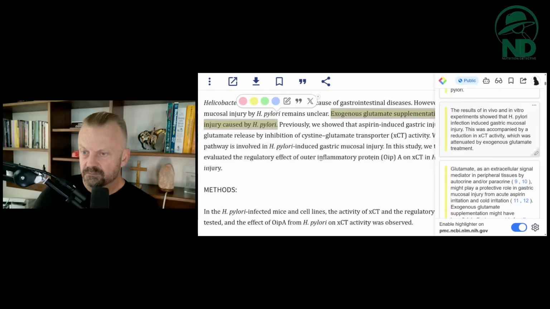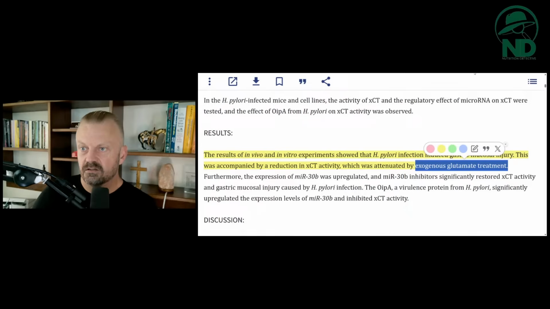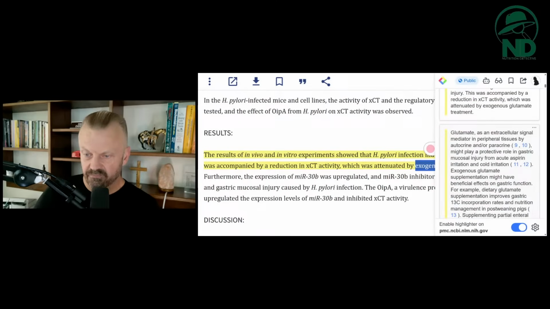Let's see. The results of in vivo and in vitro experiments showed that H. pylori infection induced gastric mucosal injury. Yes. This was accompanied by a reduction in XCT activity, which was attenuated or reduced by exogenous glutamate treatment, as in glutamate coming in from the outside. I don't know if they used L-glutamic acid, I don't remember, or MSG. Doesn't really matter. It's the same stuff.